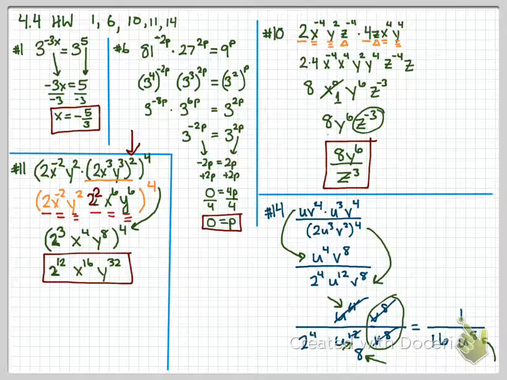2 to the 4th is 16. When these cancel out, there's a 1 on top, and everything stays where it is because there are no negative exponents.